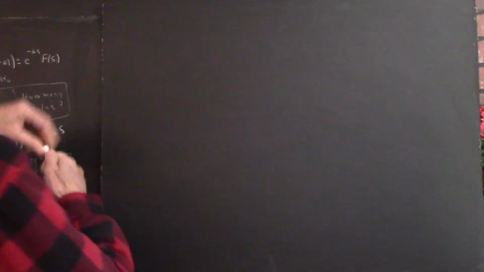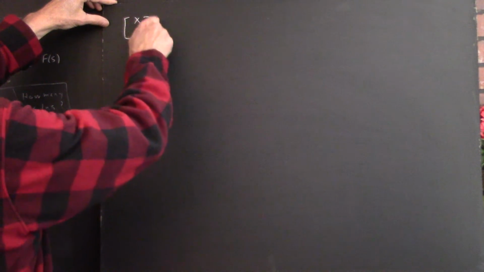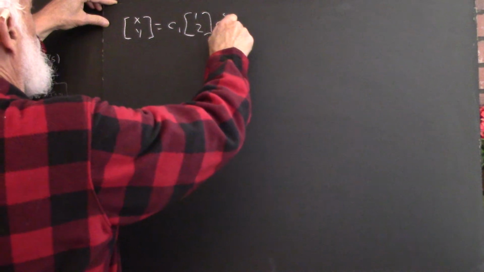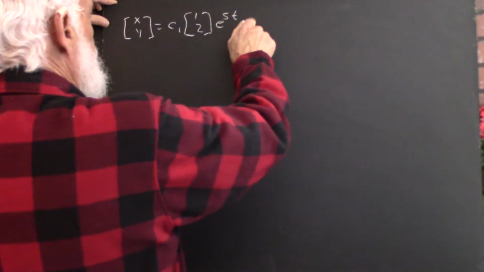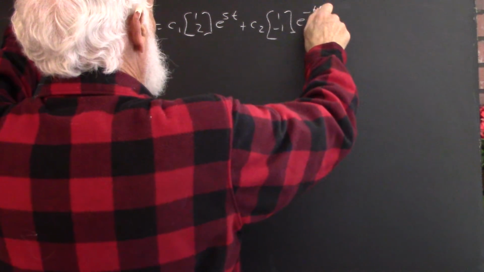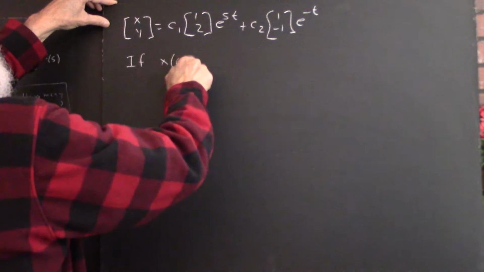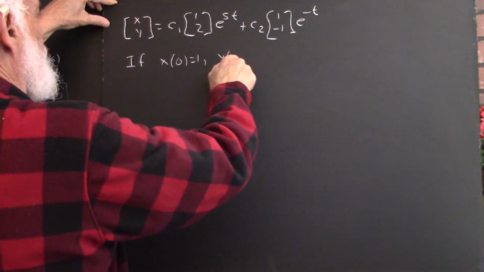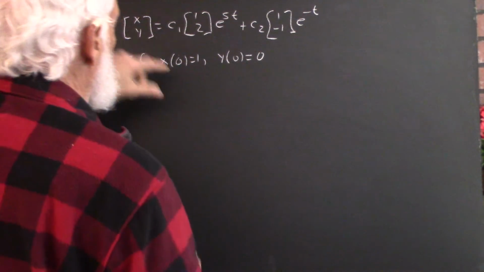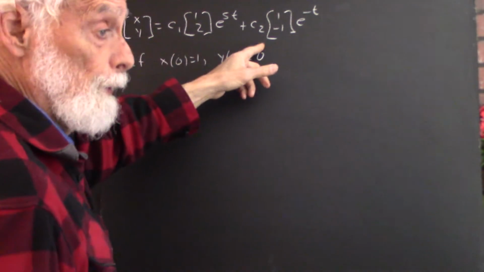So again, we have x y equals C1 times (1, 2) e to the 5t plus C2 times (1, negative 1) e to the negative t. If, let's say, x of 0 equals 1, y of 0 equals 0, we should then be able to evaluate C1 and C2.